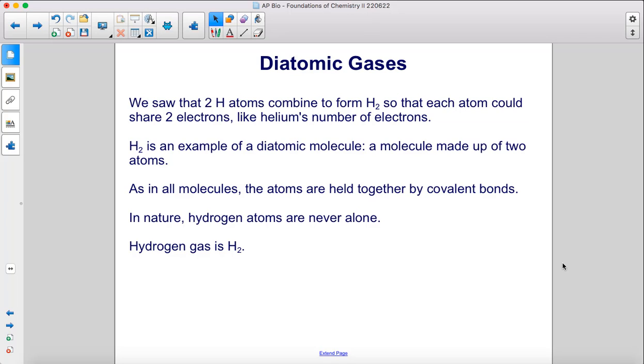We saw that 2 hydrogen atoms combined to form H2, so that each atom could share 2 electrons, like helium's number of electrons. H2 is an example of a diatomic molecule, a molecule made up of 2 atoms. As in all molecules, the atoms are held together by covalent bonds. In nature, hydrogen atoms are never alone. Hydrogen gas is H2.